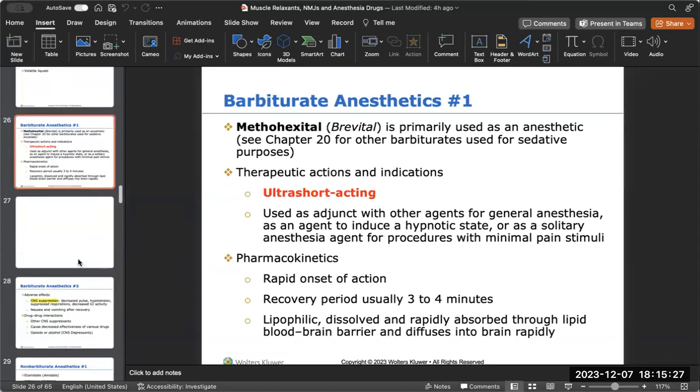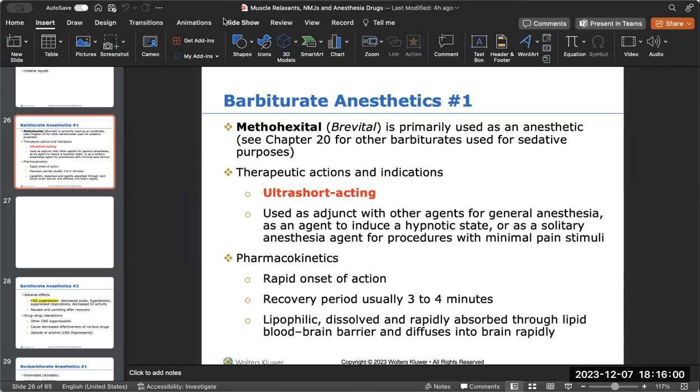So let's first look at our barbiturate anesthetics. We have methohexital, which is usually used for short procedures. That's why I was emphasizing in my lecture on barbiturates the different categories: which ones are short acting, which ones are long acting, which ones are short, intermediate, because if they're used for anesthesia, that becomes important. So methohexital is usually used as an ultra short acting, so very, very quick procedures, okay?